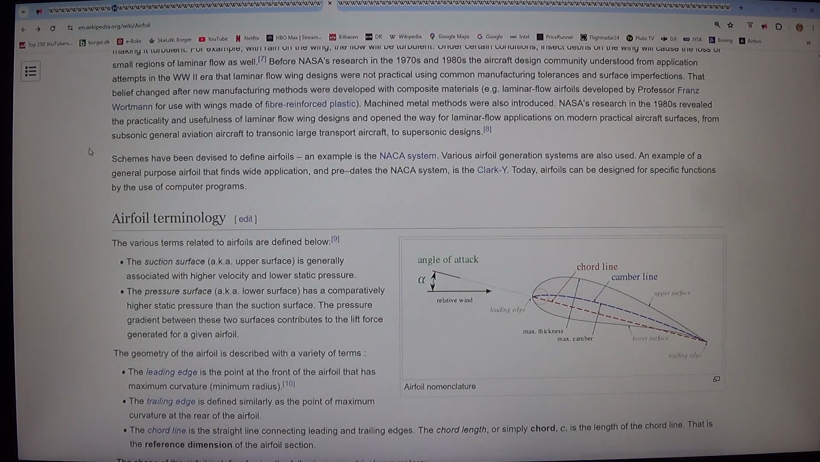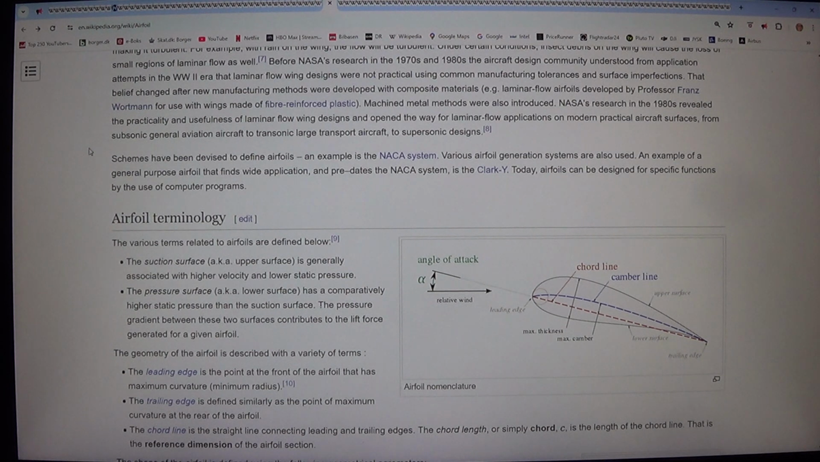Before NASA's research in the 1970s and 1980s, the aircraft design community understood from application attempts in the WW2 era that laminar flow wing designs were not practical using common manufacturing tolerances and surface imperfections. That belief changed after new manufacturing methods were developed with composite materials, for example laminar flow airfoils developed by Professor Franz Wortmann for use with wings made of fiber-reinforced plastic. Machined metal methods were also introduced.